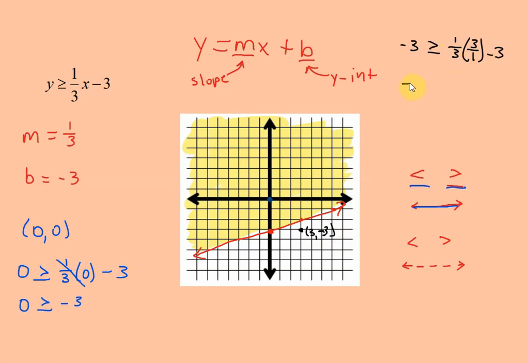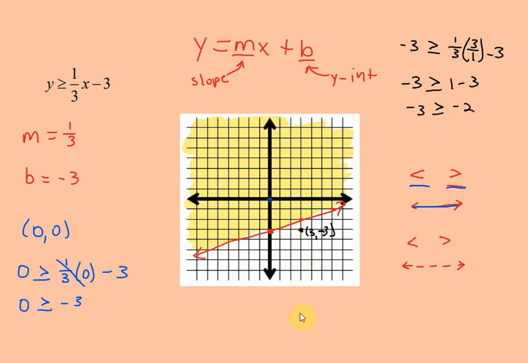If I simplify that, I get -3 is greater than or equal to, if I multiply 1/3 times 3, I get 3/3, which is 1, minus 3. And that says -3 is greater than or equal to -2. That is not a true statement. -3 is not greater than or equal to -2. So any point I chose below this line is going to make our statement false.